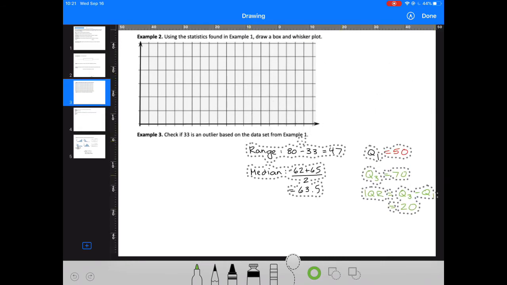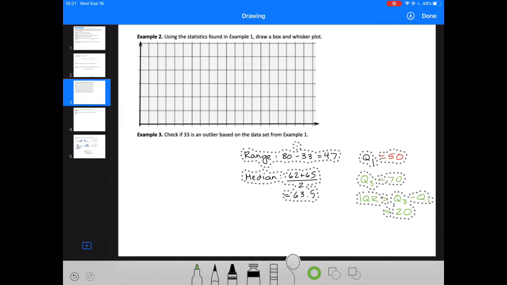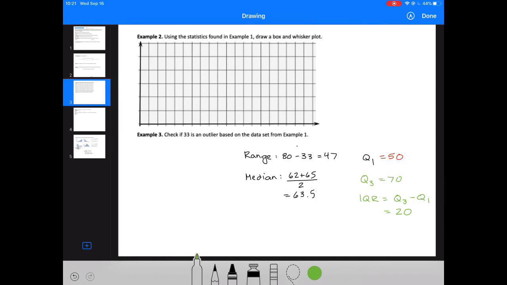Cool. Okay, so I'm just going to put this down here. This is our data set from example 1. Okay, so using the statistics found in example 1, we're going to draw a box and whisker plot. It doesn't really matter where it goes on the y-axis.